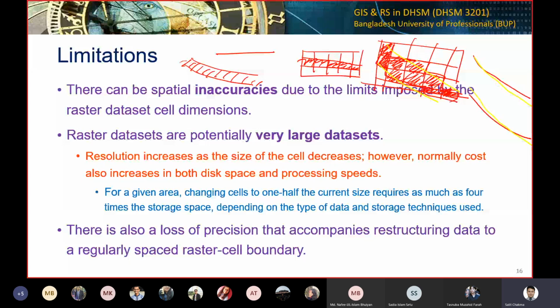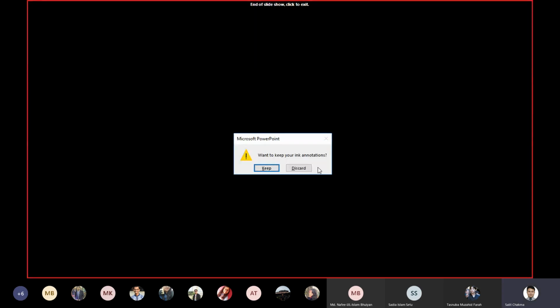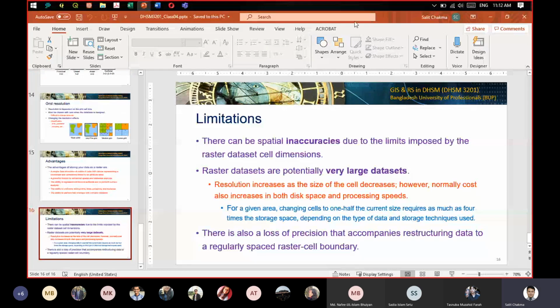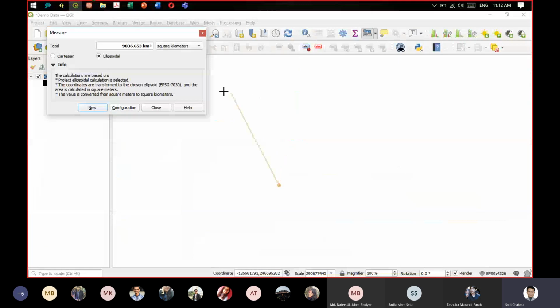And why is it happening? Because the size of the pixels was too large when you created them. Maybe you created them as 30 meters by 30 meters, or maybe 10 meters by 10 meters. On the other hand, in vector, they were at the possible level of precision. So some precision and some accuracy are getting lost as well. So that's the lecture.